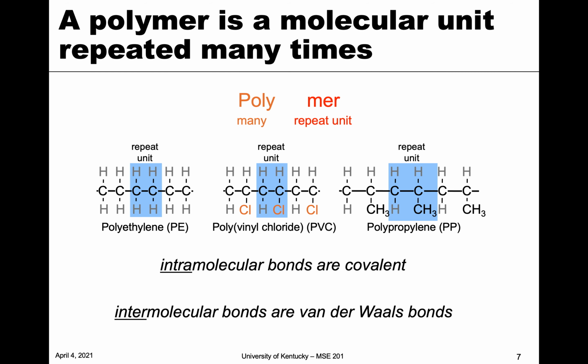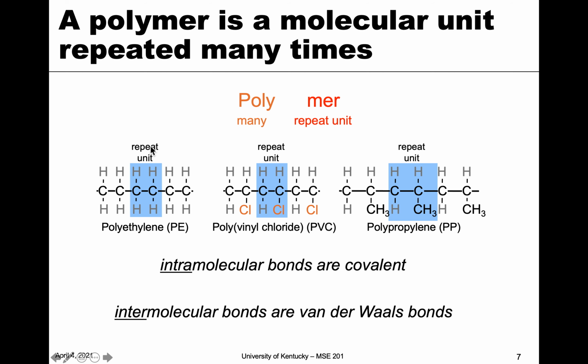All right, so let's talk a little bit about how a polymer is put together on the molecular end. A polymer is basically a molecular unit that is repeated many times. And that's actually where the name comes from. Poly means many, and mer refers to a repeat unit. So basically we have many repeat units. A very common type of polymer is a chain polymer, where it has this kind of long chain-like structure. There's also network, but a lot of what we'll talk about is chains.